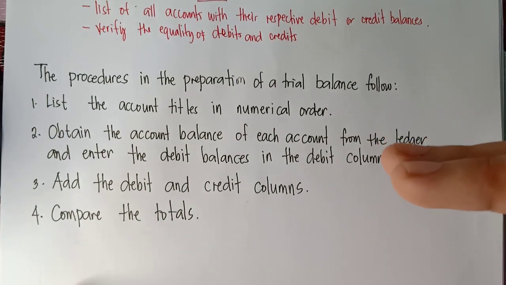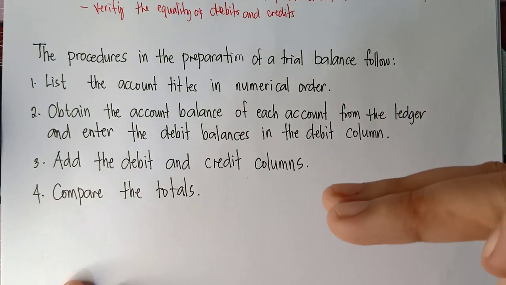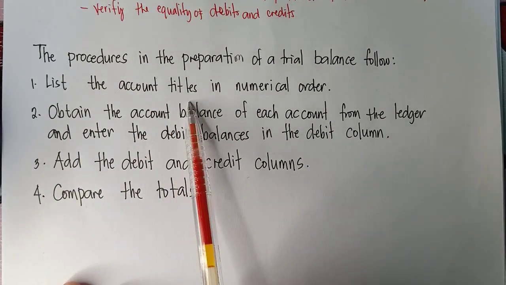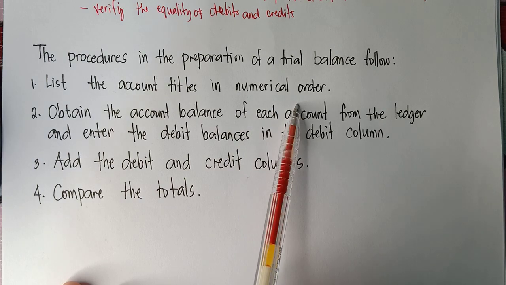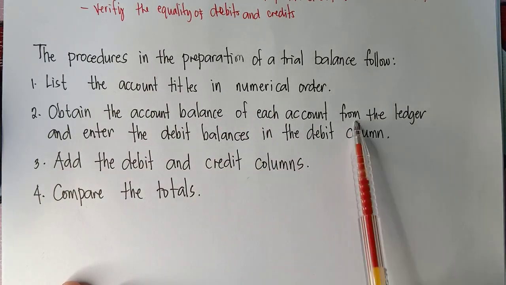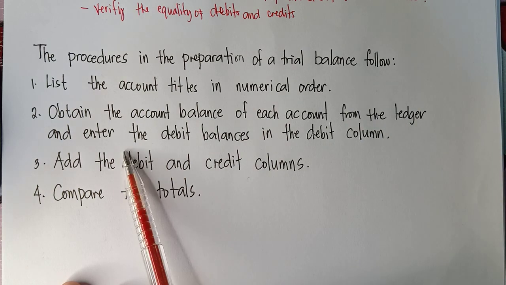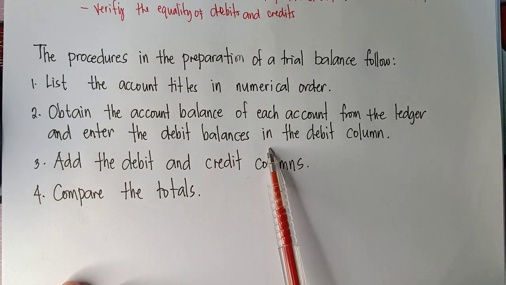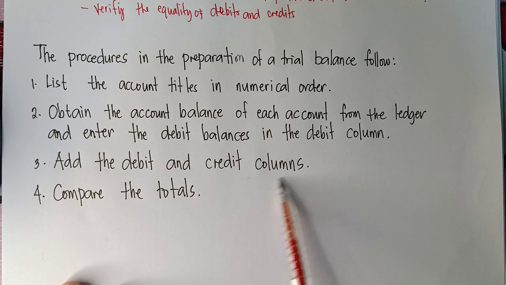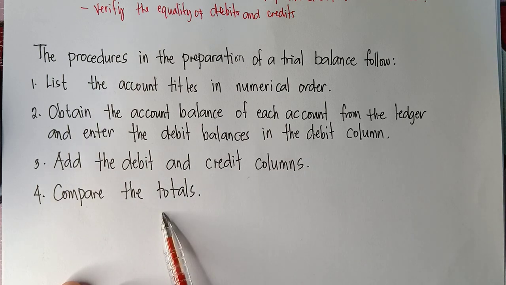So we have procedures in the preparation of the trial balance. First, we have to list the account titles in numerical order. Next, obtain the account balance of each account from the ledger and enter the debit balances in the debit column and the credit balances in the credit column. Add the debit and credit columns, then compare the totals.